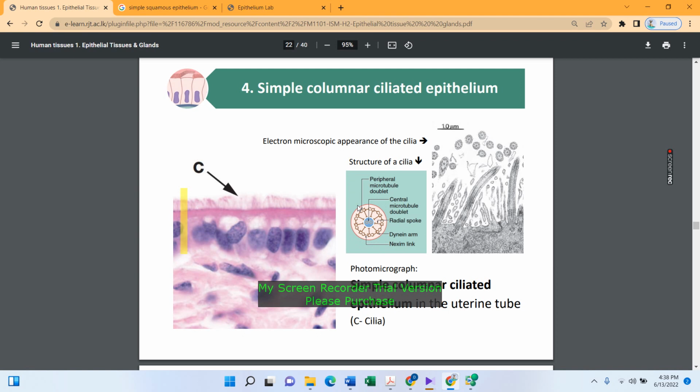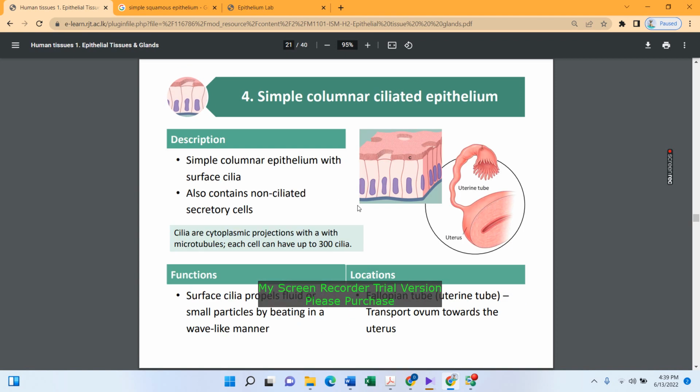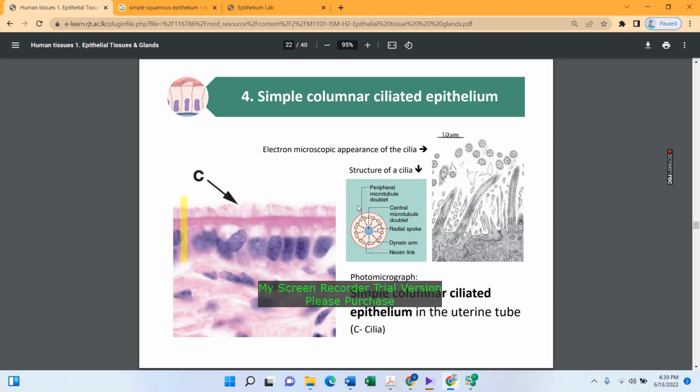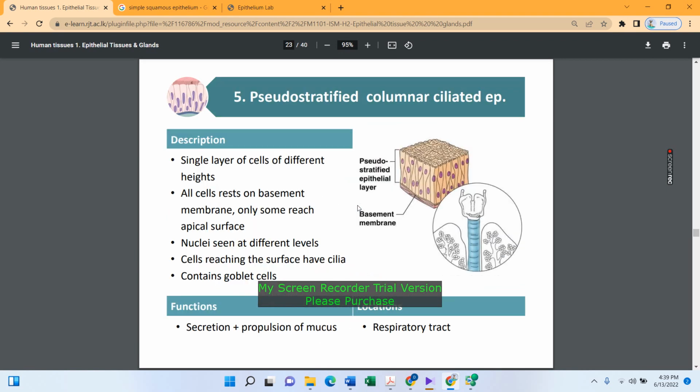Simple columnar ciliated epithelium in the uterine tube. So in the fallopian tube, these are found to carry the ovum towards the uterus. Surface cilia propel fluid or small particles by beating in a wave-like manner.